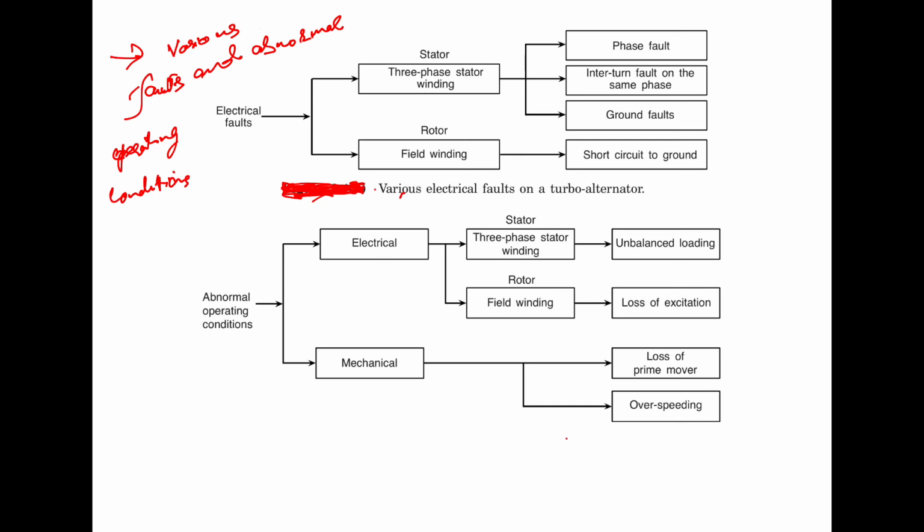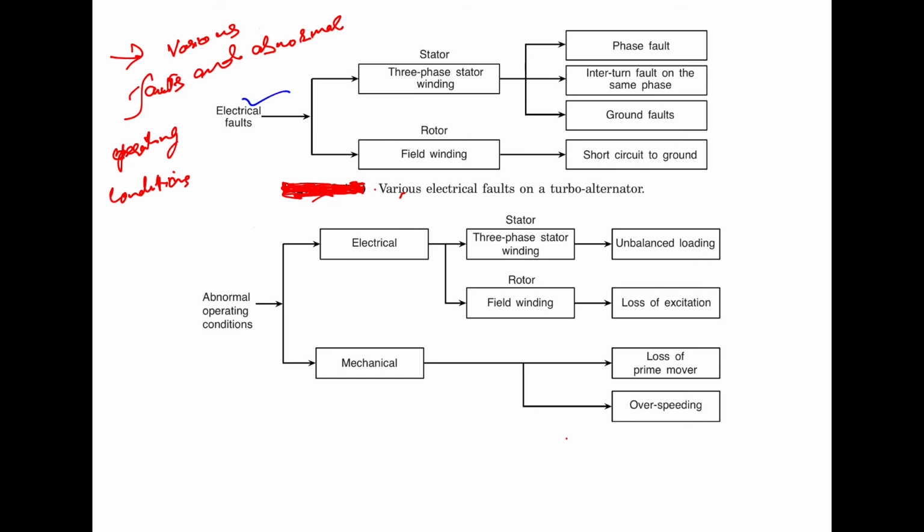In addition to the electrical faults, a generator goes through many abnormal operating conditions which need to be understood, because we must differentiate between what is an abnormal operating condition and what is a fault, and then we can use the protection circuit for that case. This figure shows the hierarchy of the electrical faults and the abnormal operating conditions. First we will see the electrical faults.